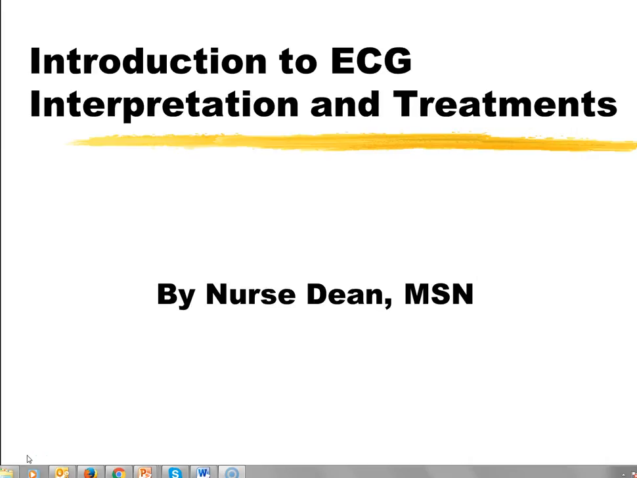This is a tutorial on how to interpret ECGs, and then I'll give you a little tip on what the treatment is for those different dysrhythmias. I'm going to focus primarily on strips, not really the 12-lead ECG printout. It's a little bit easier as a starting point, and we'll get to those other more complicated things a little bit later on.